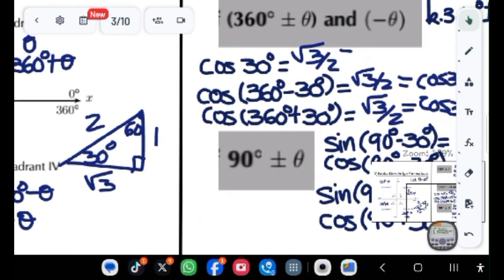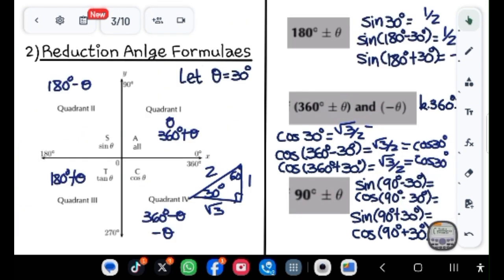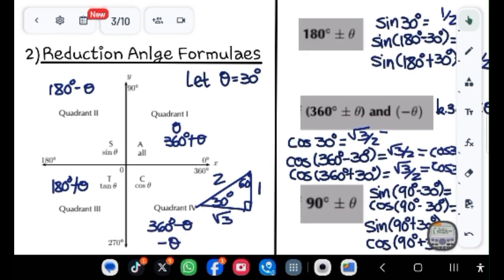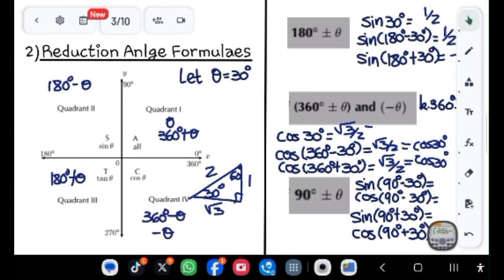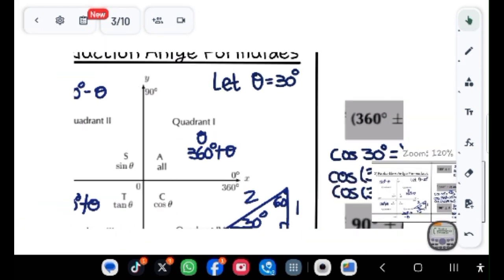Now let's look at what happens when you have 90 degrees plus or minus theta. 90 degrees minus theta will land us in the first quadrant, meaning that all those signs will be positive. It does not matter which one you're working with.